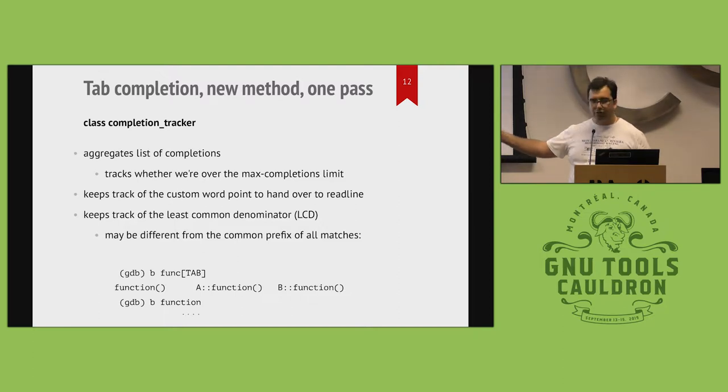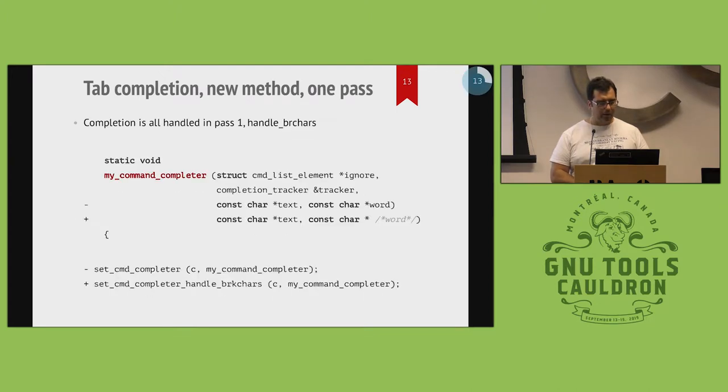It expanded the function, but the common prefix is the empty string. One starts with F, the other starts with A, another with B. And the LCD is being computed on the function part. This object takes care of that as well. I mentioned everything is handled in one pass. It's called the handle break chars pass.